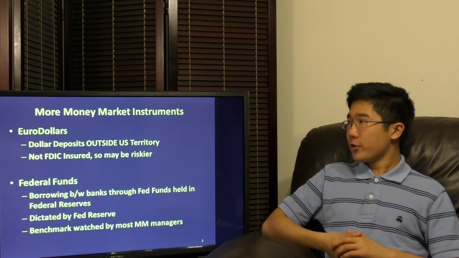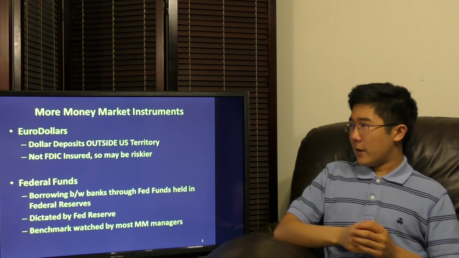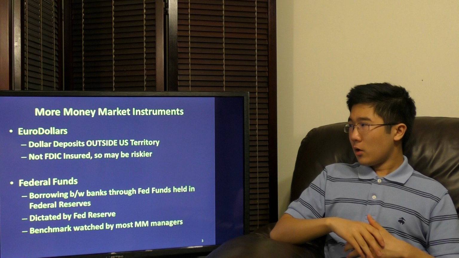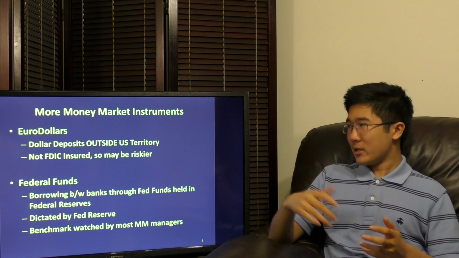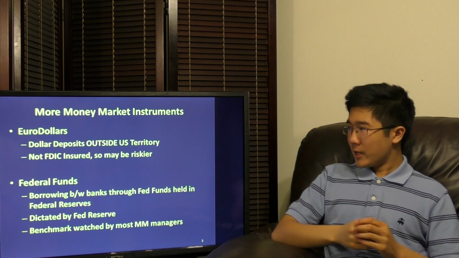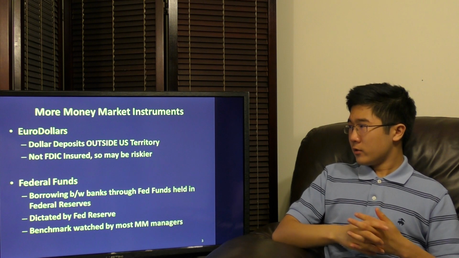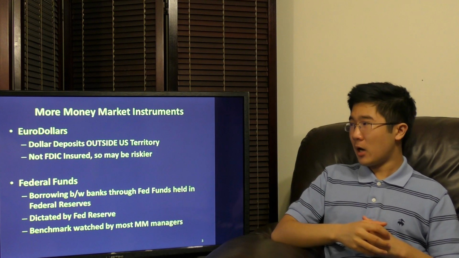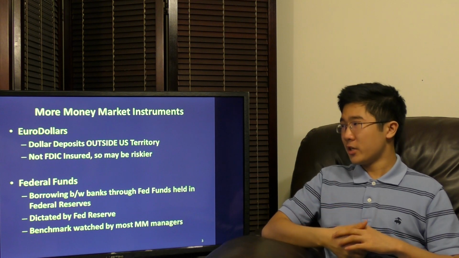And so first of all, there are Eurodollars. Eurodollars are basically just simply dollars that are held outside of U.S. territory, hence the name Eurodollars. Of course, these dollar deposits outside the U.S. territory, basically offshore deposits, are not FDIC insured, and so they're really not backed by anything. And so you just have to trust the depository institution at that point. So that's one category of money market instruments.